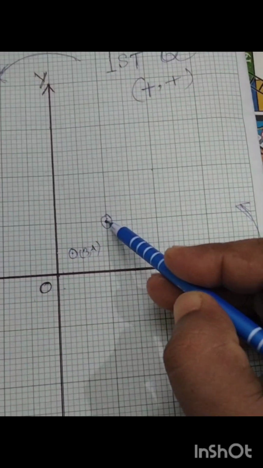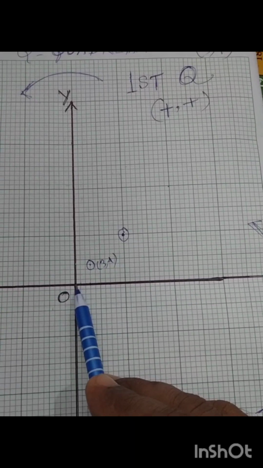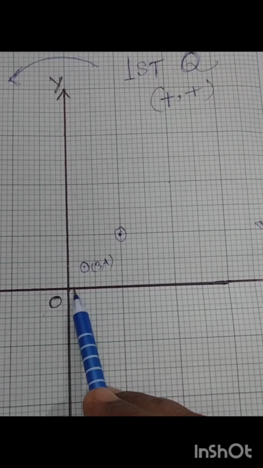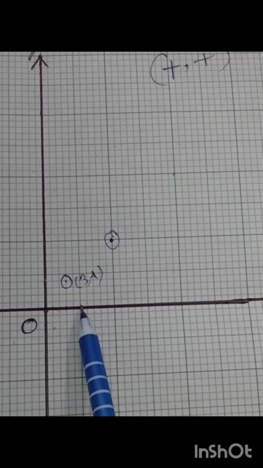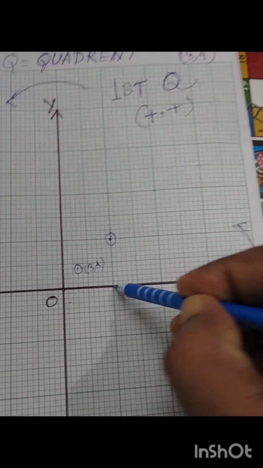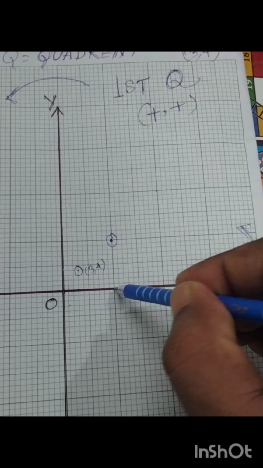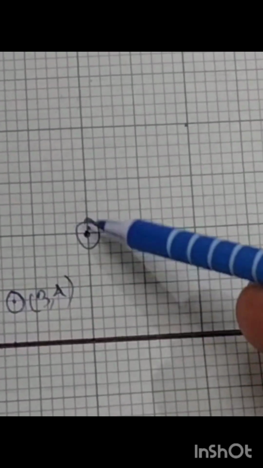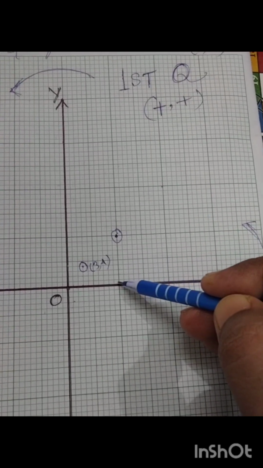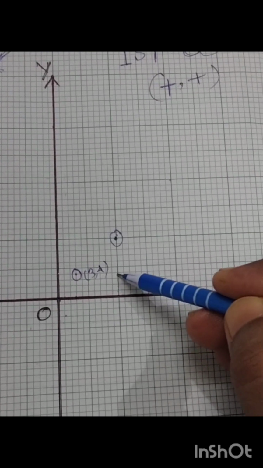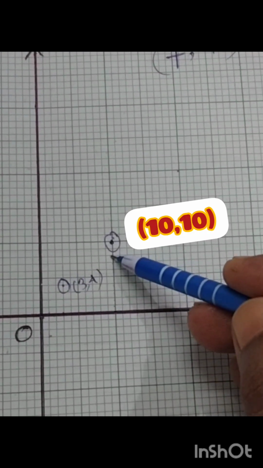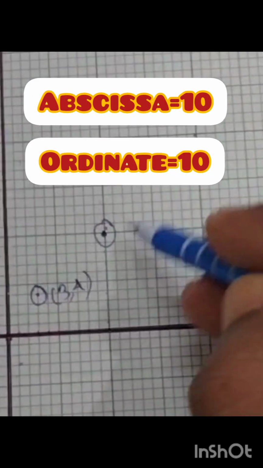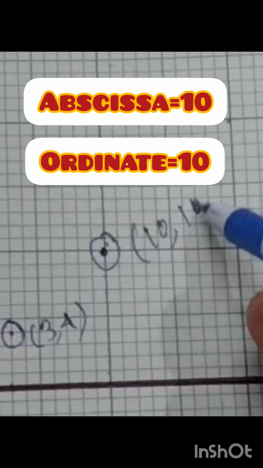Now what will be the coordinate of this point? Leaving this point, if we count here, it will be 1, 2, 3, 4, 5, 6, 7, 8, 9, 10. That is, it is 10. And now we are standing here, so we have to leave this point, and now if we count the upright lines, that will be 1, 2, 3, 4, 5, 6, 7, 8, 9, 10. So the coordinate of this point will be (10, 10).